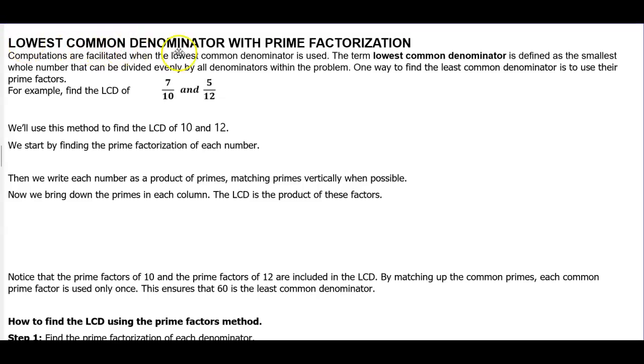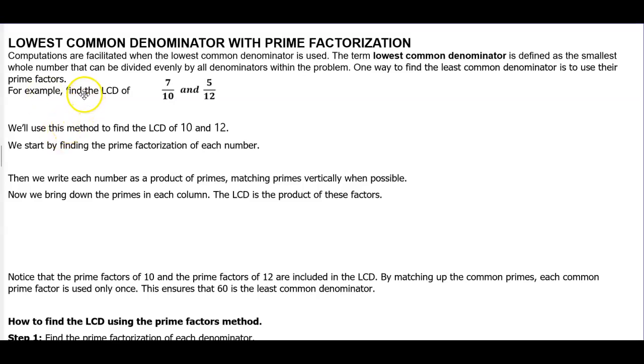Find the lowest common denominator with prime factorization. Computations are facilitated when the lowest common denominator is used. The term lowest common denominator is defined as the smallest whole number that can be divided evenly by all denominators within the problem. One way to find the least common denominator is to use their prime factors.